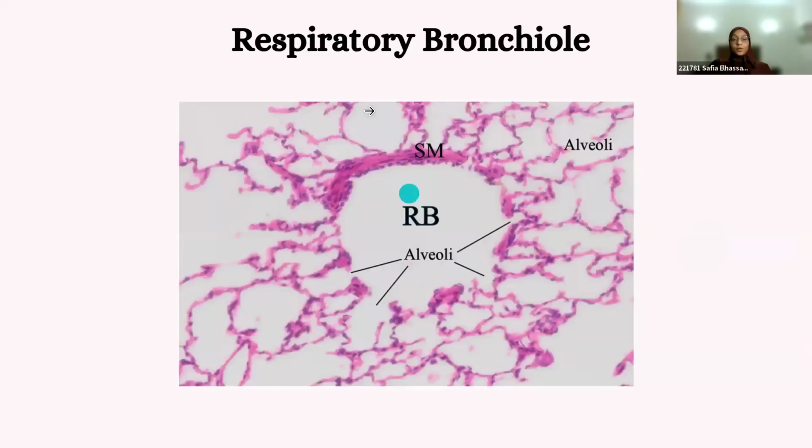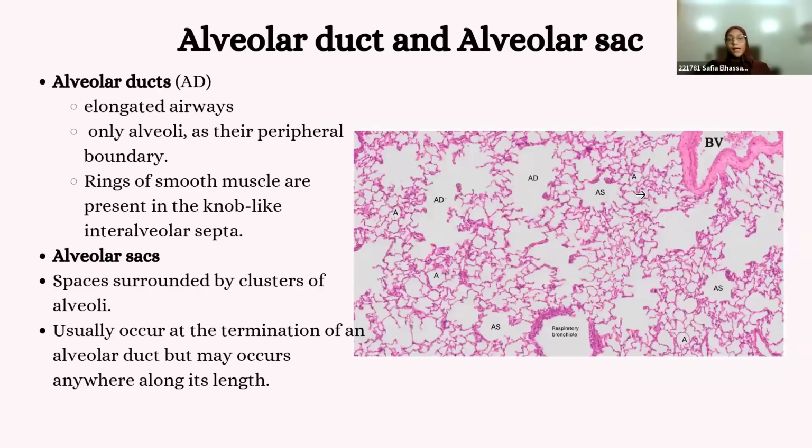So this is just another section of respiratory bronchiole. You can see how it is surrounded by alveoli and it has smooth muscle. And then we're going to move on to the alveolar ducts. The alveolar ducts are elongated airways basically, and they don't have any walls. Instead, they're surrounded by alveolar sacs. They have smooth muscle rings that are located between the septa.